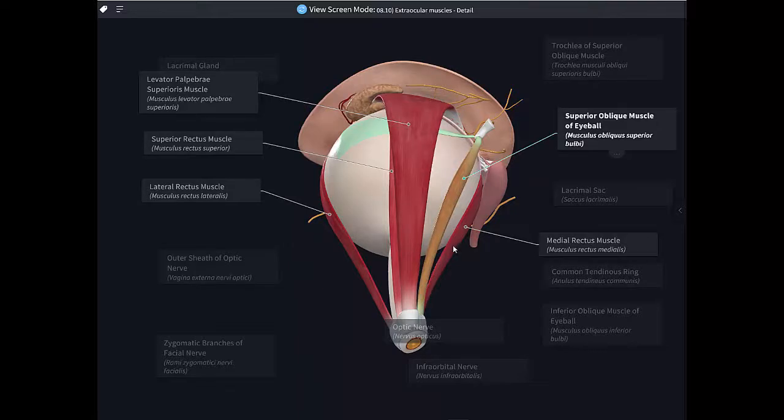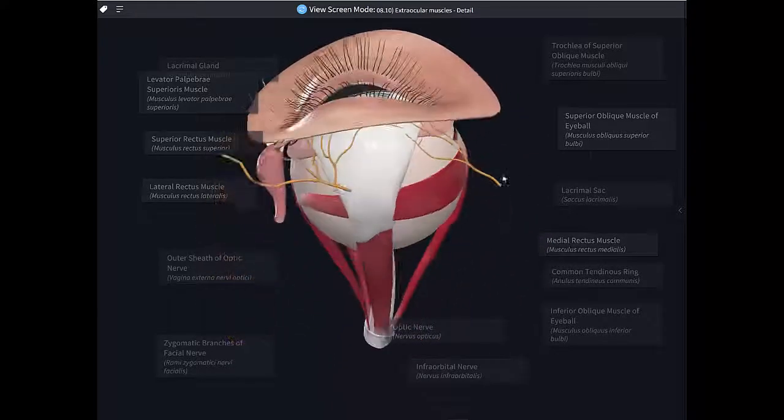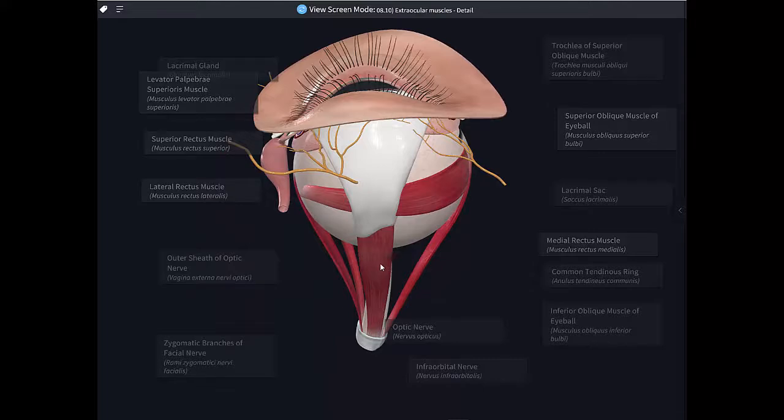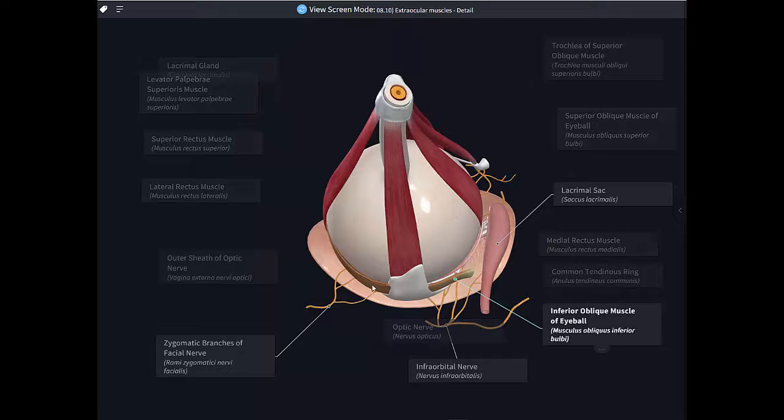Then we have the medial rectus, which is also innervated by part of the oculomotor nerve, and inferiorly here is the inferior rectus, also oculomotor nerve. And then we have another oblique, which is the inferior oblique, which is also innervated by the oculomotor nerve.